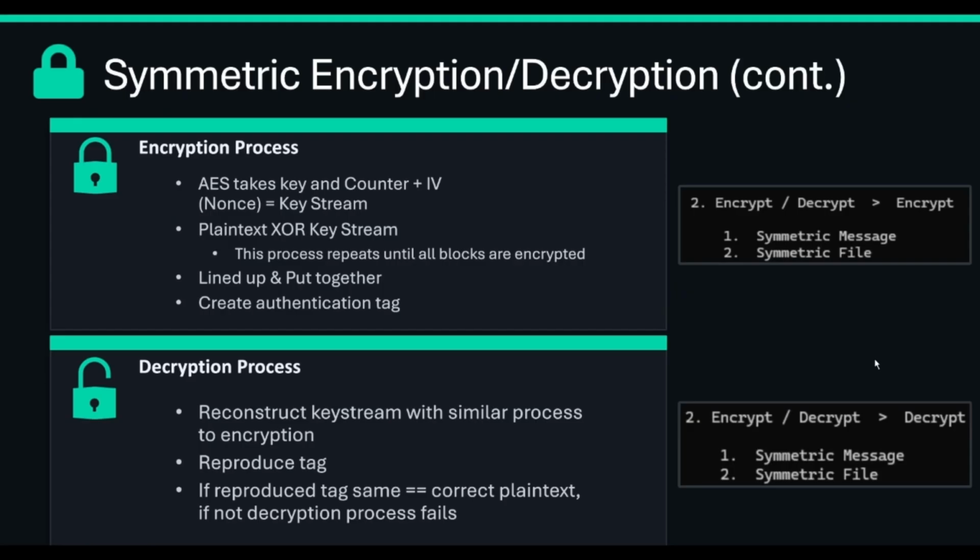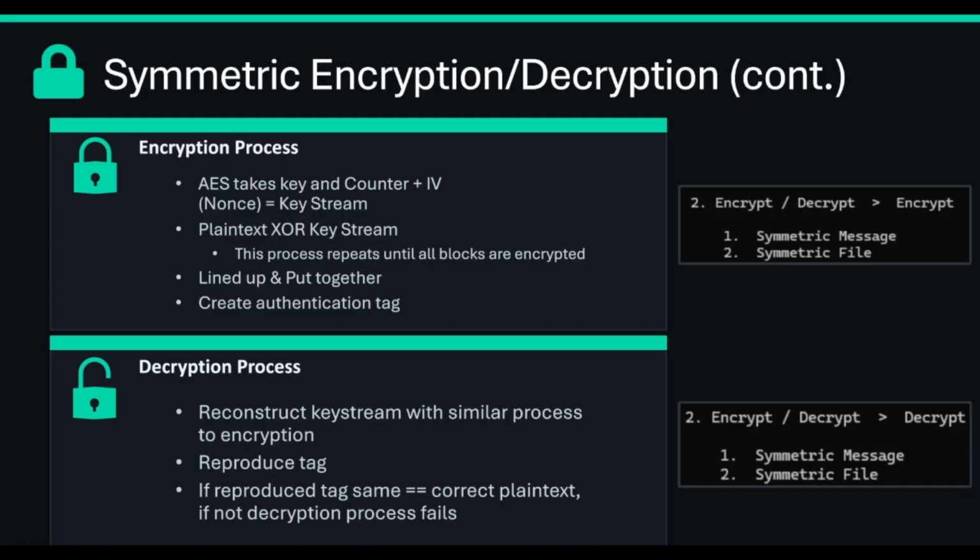For the encryption process, AES takes the key and the combination block of the counter and the initializing vector, or the nonce, and generates a key stream. Then the plain text is XORed with the key stream, and this process repeats until all blocks are encrypted. Then it's lined up and put together, and it produces an authentication tag.